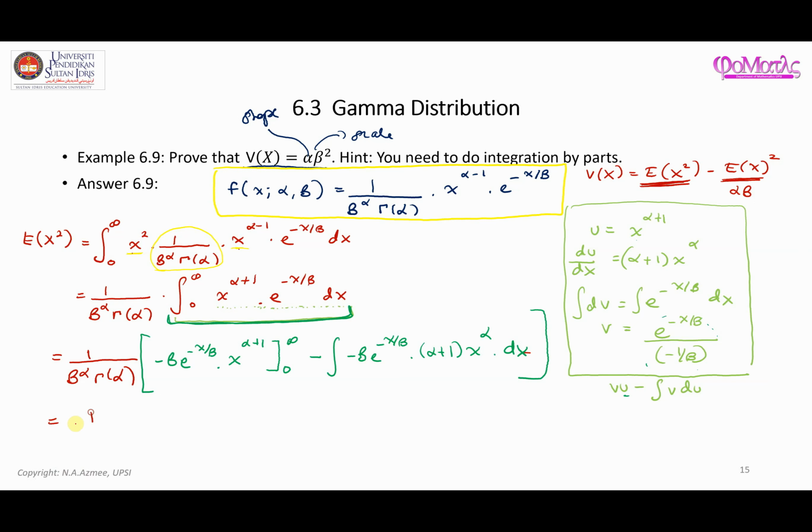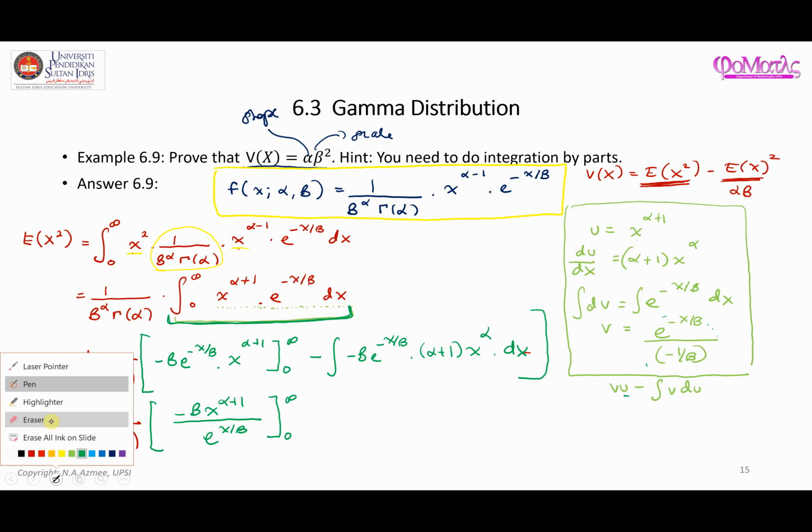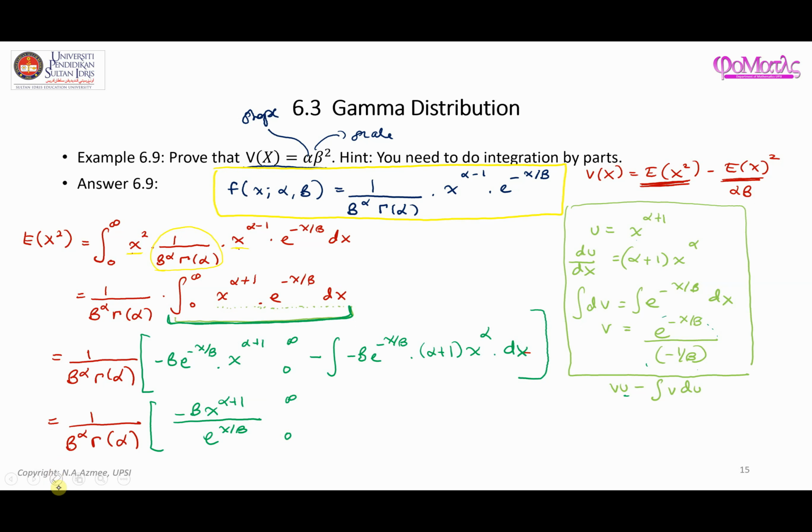Maybe it's easier. So we have 1 over beta^alpha gamma(alpha), and for that part here, we can write down this guy here in terms of negative beta x^alpha plus 1 over e^(x/beta). The limits to be evaluated are from 0 to infinity. Maybe it's confusing using this notation. Let me just write straight. I'm just going to use this, so it's going to be evaluated from infinity to 0. I just don't want it to be confused with this guy and this guy right here. So I'm just going to use this notation.